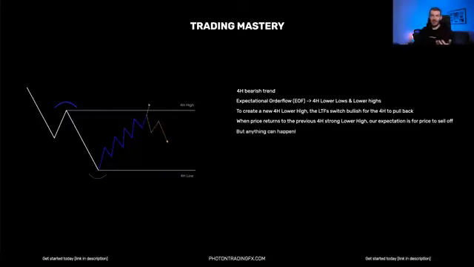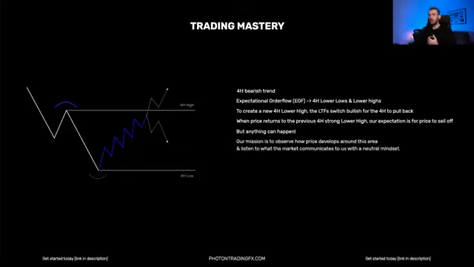But like I was saying, anything can happen, right? We can't get too attached to our biases. We have our expectation of order flow because we have our framework, but it's still probabilities, okay? Our mission is to observe how price is developing around that area where it's high probability to get short, where we have that 4 hour lower high and we expect price will not breach it.